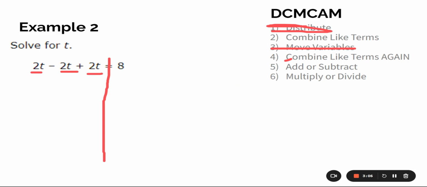So in my calculator off to the side here, I'm going to do 2 minus 2 plus 2. And that's going to give me, guess what? It's going to give me 2. So I end up with 2t equals 8.